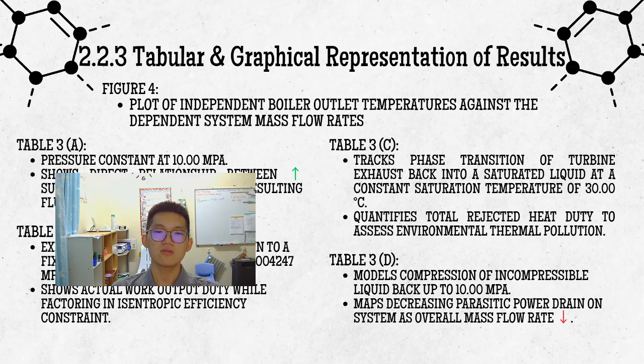Finally, for Table 3d, it models the compression of incompressible liquid back up to 10 MPa. This maps the decreasing parasitic power drain on the system as the overall mass flow rate decreases. As for Figure 4, it plots the independent boiler outlet temperatures against the dependent system mass flow rates.